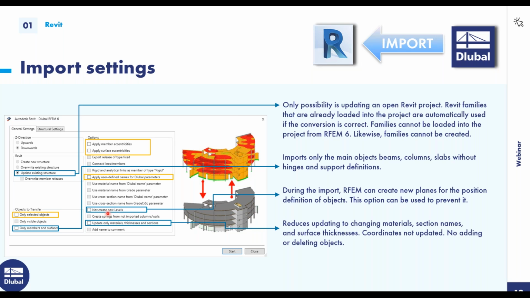And then we have two remaining options here. The first one is you can check on not to create new levels in Revit during the import. So that's available. And then you can also choose to only update materials, thicknesses, and sections. Sometimes this is a safer way of updating projects. So that is it regarding the theoretical point of view of the interface.